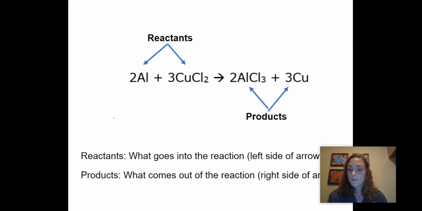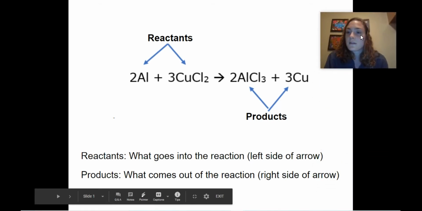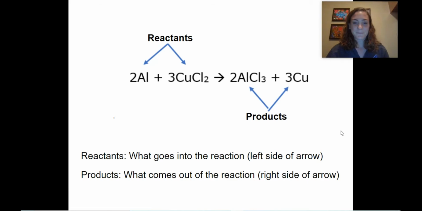reaction. I wonder if I can move, oh, there we go, moving my face up. Okay, let's go on to the first type of reaction. How do I do that?